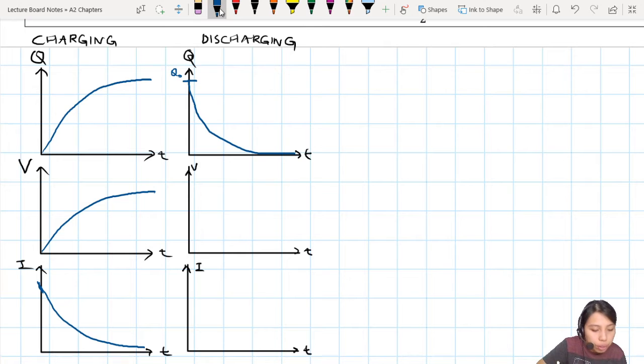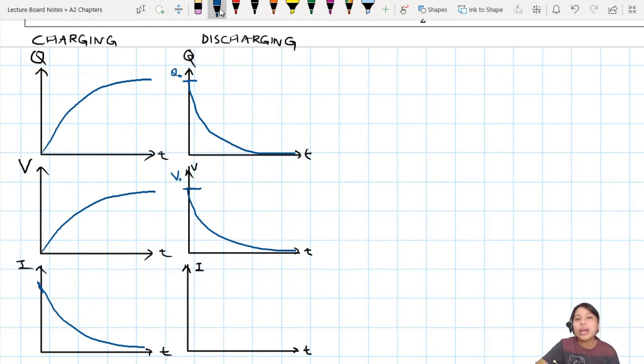Consequently, the PD across the capacitor will also decrease in the same manner. So from a certain initial voltage, it will decrease pretty much to almost zero.